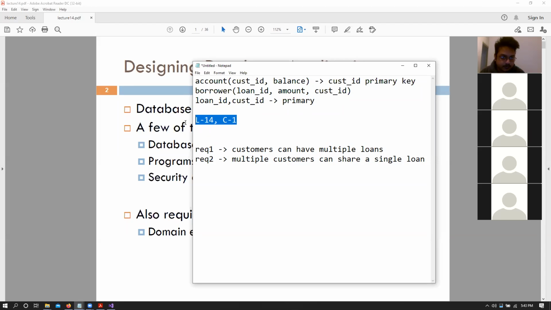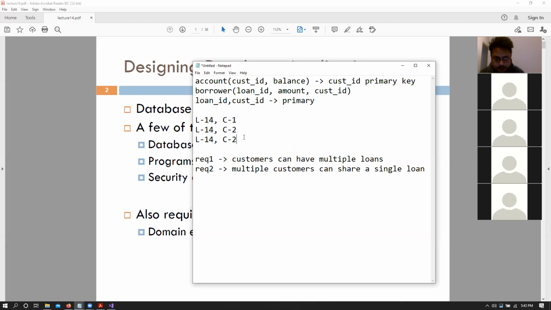Yes, customer ID is still a foreign key. Exactly. That is still there. We are not changing that. We are just stating the possibilities of the primary keys for a borrower. But yes, you're right. Customer ID is still a foreign key.